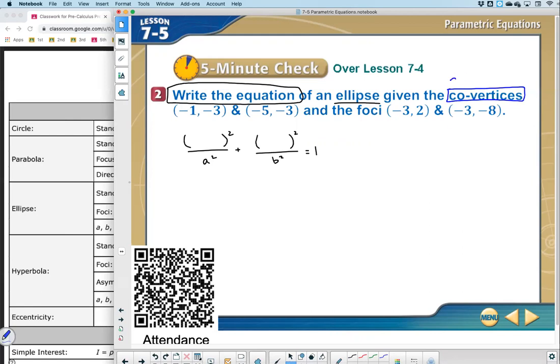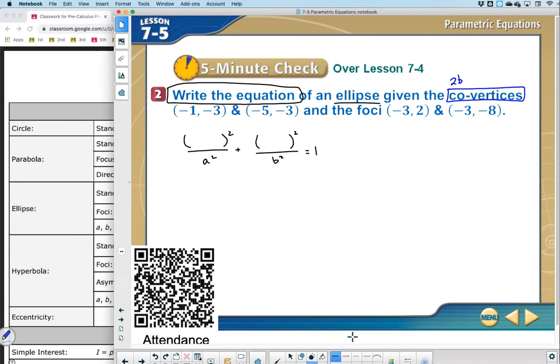2b is correct. It's 2b. So the other words for co-vertices on an ellipse: the minor axis goes from co-vertex to co-vertex, so you could call that 2b. And if it were a hyperbola, you would call that the conjugate axis. So those are other words that mean you would solve the same way.